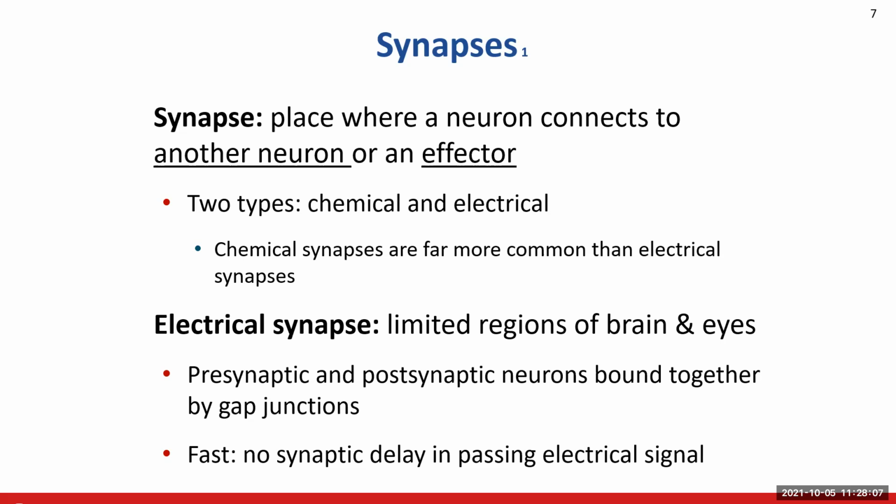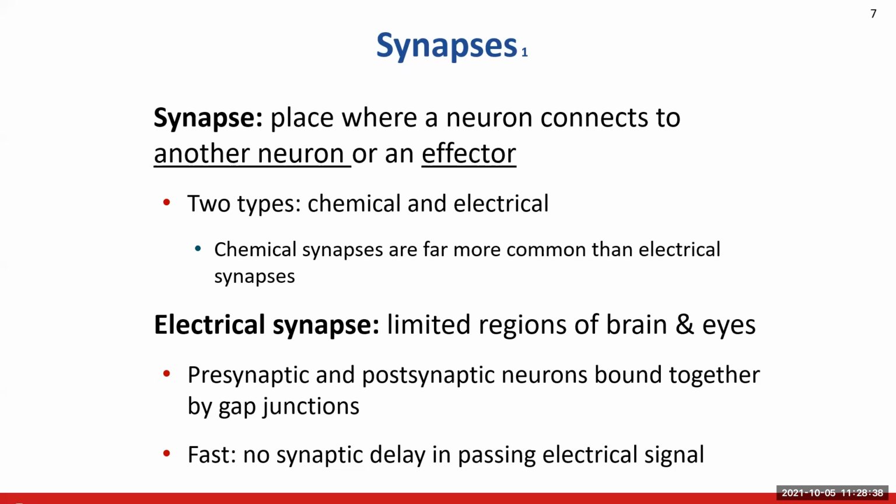But when we're looking at an electrical synapse, we're going to see in these areas that you will have what we call the presynaptic neuron and the postsynaptic neuron. If you break down the words, the presynaptic neuron is the first neuron, the neuron before the synapse. And then the postsynaptic neuron is the second neuron, that's after the synapse. That's basically what that is saying.